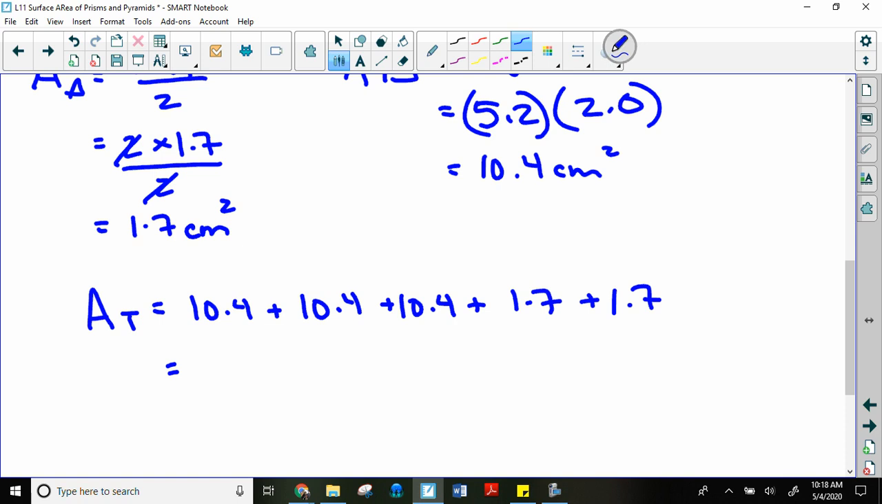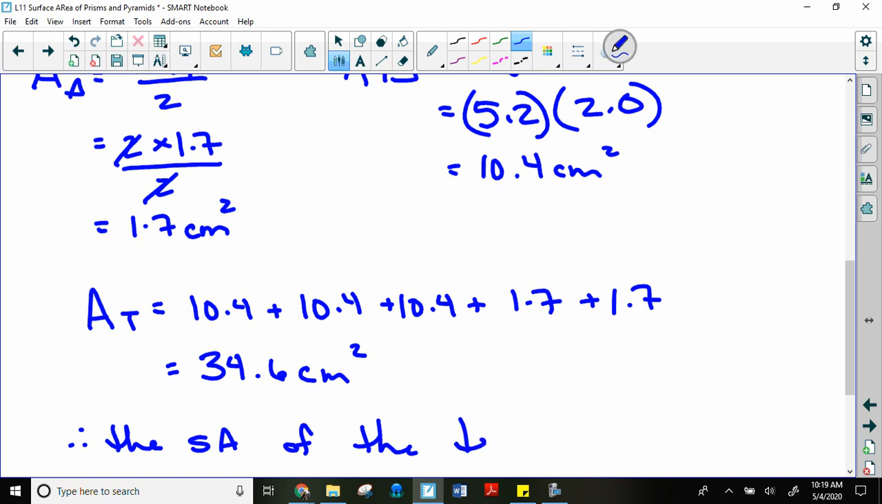I get through. That can't be right. 10.4 times 3 plus, bracket, 2 times 1.7. That's better. 34.6 centimeters squared. Therefore, the surface area of the tent is 34.6 centimeters squared.